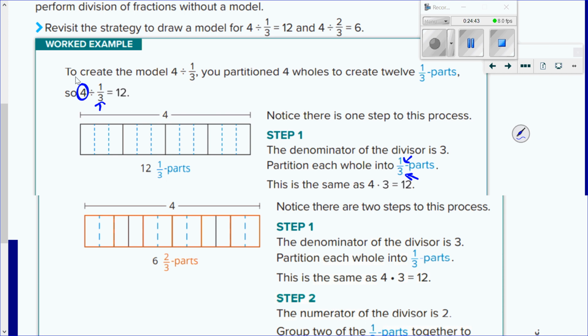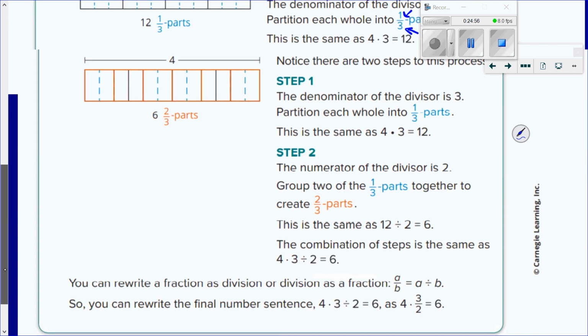Of all of the division models, the partition one is probably my favorite. But quite frankly, I don't like any of the models. I would rather just do the math. It is far easier just to do the math, I think.